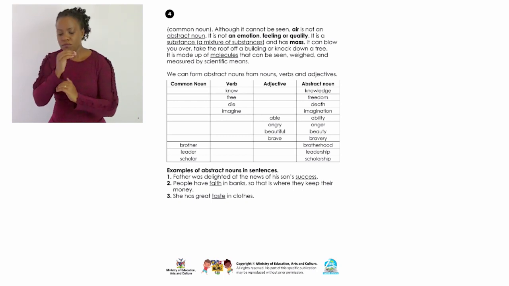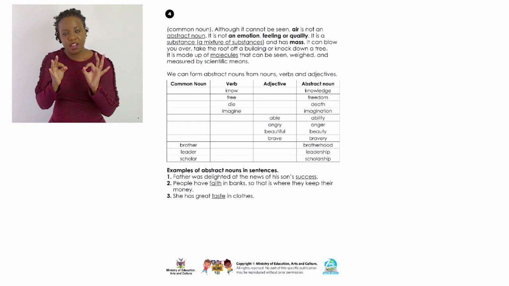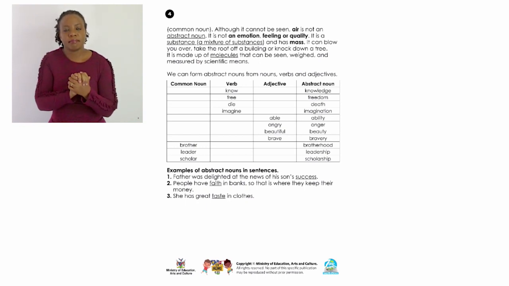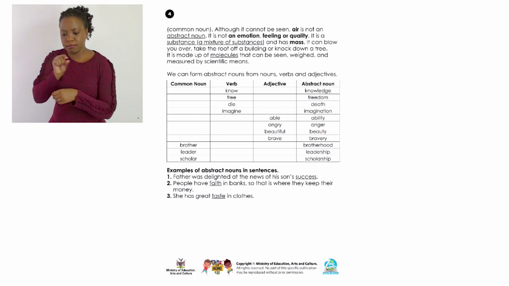Right. Last but not least is the verb. Let's see the abstract nouns formed from verbs. We have know, abstract noun is knowledge; free, freedom; die, death; and lastly, imagine. Imagination is our abstract noun. A few examples of abstract nouns used in sentences are as follows.